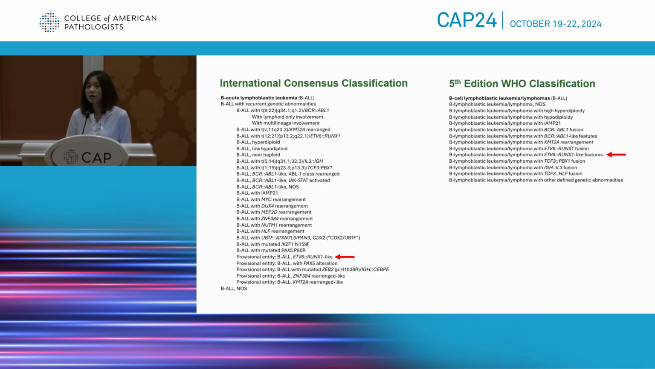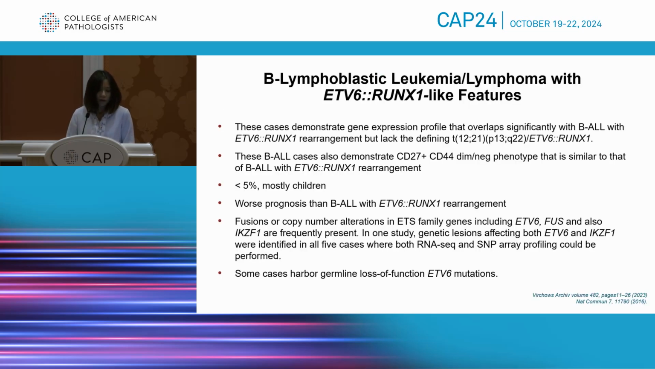Now we are going to see a really new entity called B-ALL with ETV6-RUNX1-like features. This entity is considered an established entity by the 5th edition WHO, but it's considered a provisional entity for the ICC. So what is this entity? B lymphoblastic leukemia/lymphoma with ETV6-RUNX1-like features are cases that demonstrate a gene expression profile that overlaps significantly with B-ALL with ETV6-RUNX1 rearrangement, but do not have the ETV6-RUNX1 rearrangement.